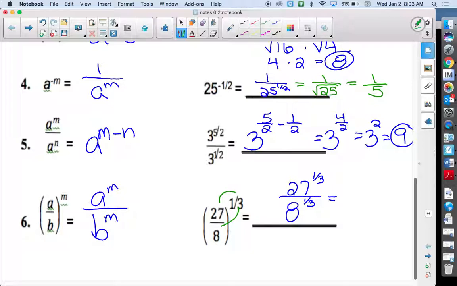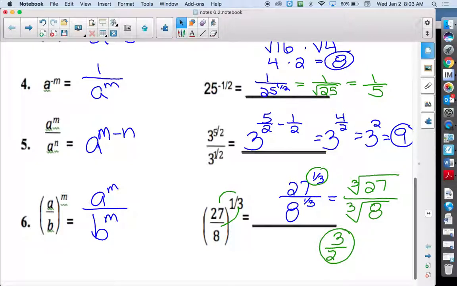So Maggie, what happens when you have an exponent of 1/3? What does that really mean? Very good. So this is really the cube root of 27 and the cube root of 8. So anytime you have a fraction exponent, that now makes a radical. Maggie, what is the cube root of 27? And the cube root of 8 is? Nice job. Question.